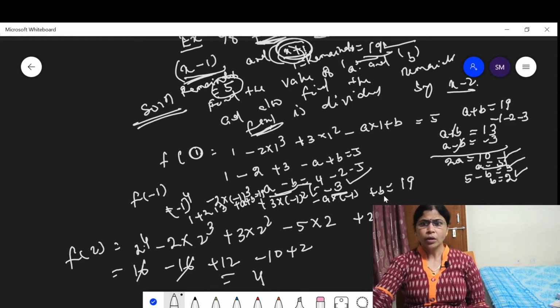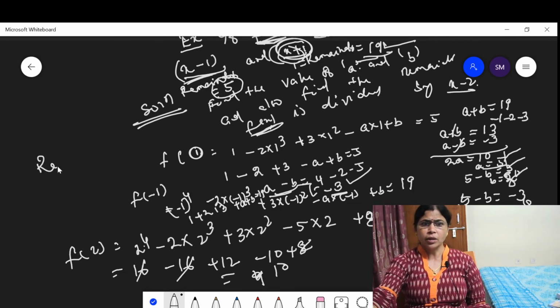Look here, this is a minus b is equal to minus 3. This means 5 minus b is equal to minus 3. This means b is equal to 5 plus 3, which is 8. B is 8 here. Then put the value 8. This means this is 20 minus 10, then 10. Then the remainder is 10.